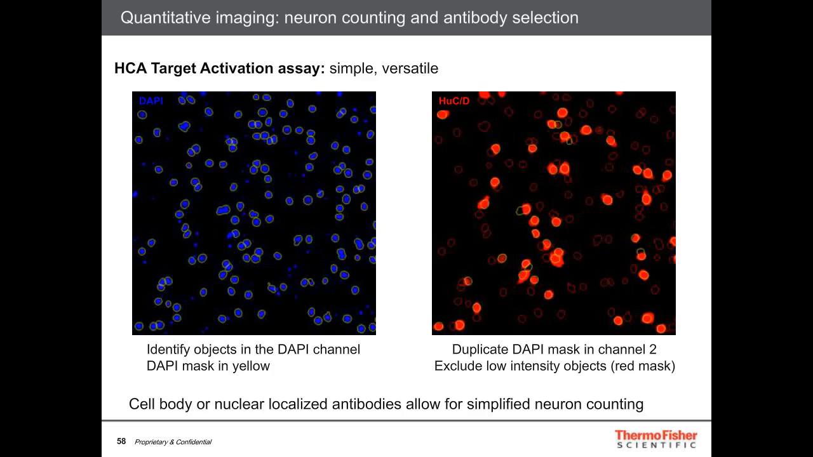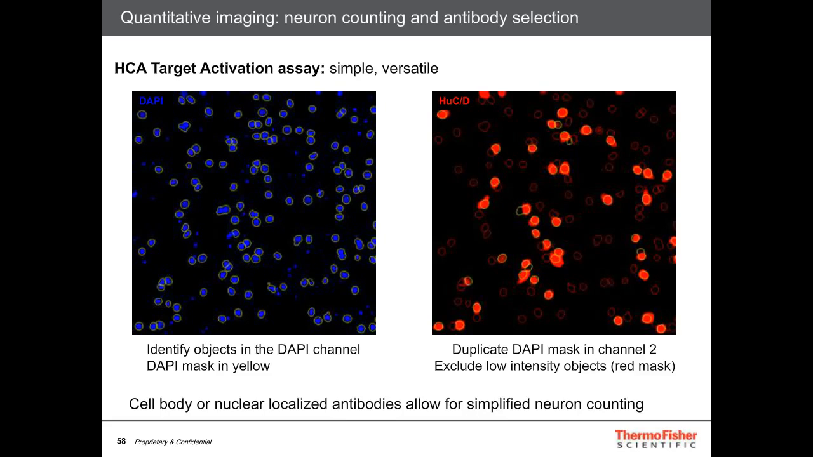And so now I'm going to show why the cell body staining antibodies simplify the neuron counting process. This is a good example of how the biology can facilitate the software. By using the cell body localized antibody, we can use a very simple image analysis assay called the target activation assay. This is a very simple assay that is also very versatile. We actually use this in many, many different applications.